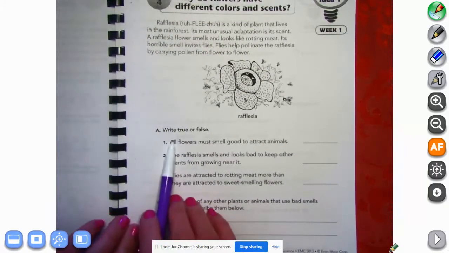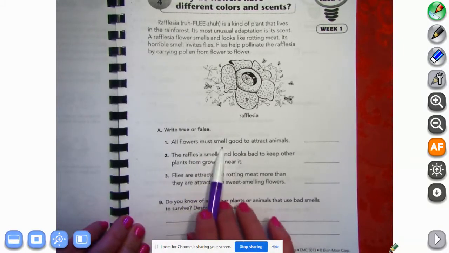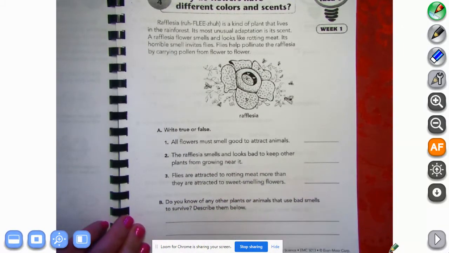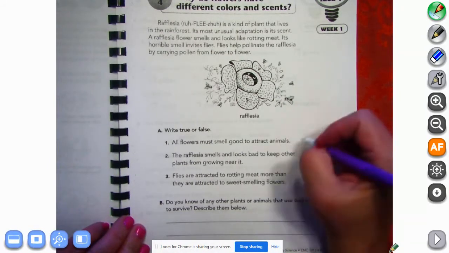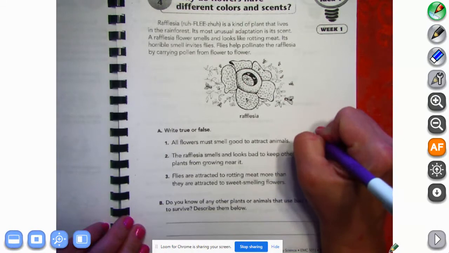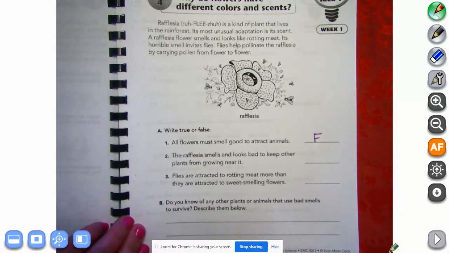Let's do some true or false. All flowers must smell good to attract animals. Is that true? Well, we just talked about how this smells awful. So that is false. Only some flowers smell good to attract animals.